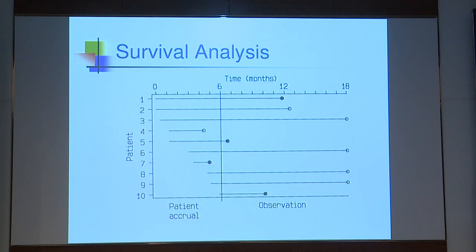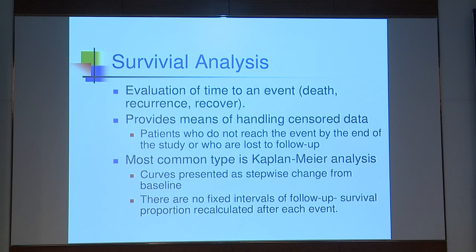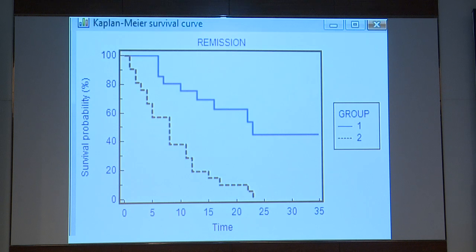And then last is survival analysis. When your survival analysis is evaluation from time to an event, that is death or recurrence or recovery. After the drug was started, how many days did the cancer patient survive, right? So the commonest example is Kaplan-Meier. Okay, so you have remission in group 1 and remission in group 2. So you want to compare these two.